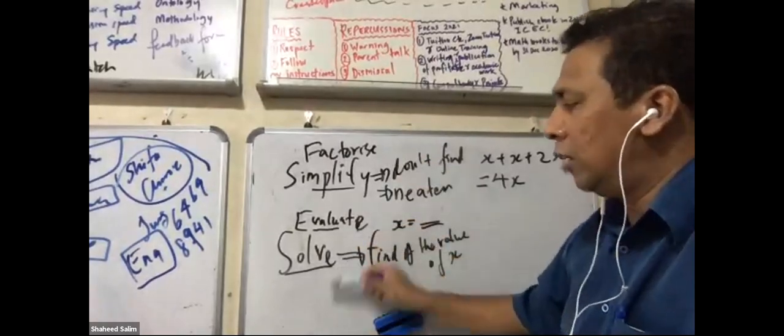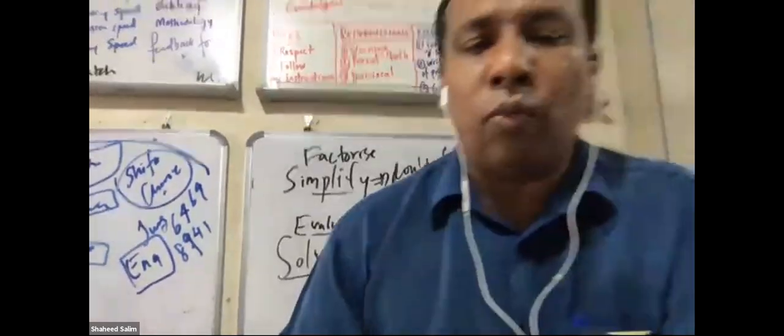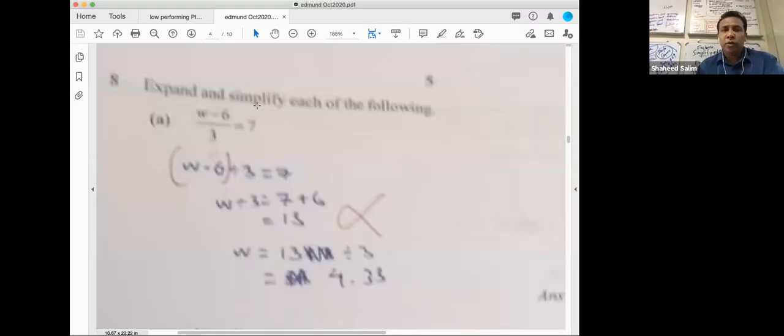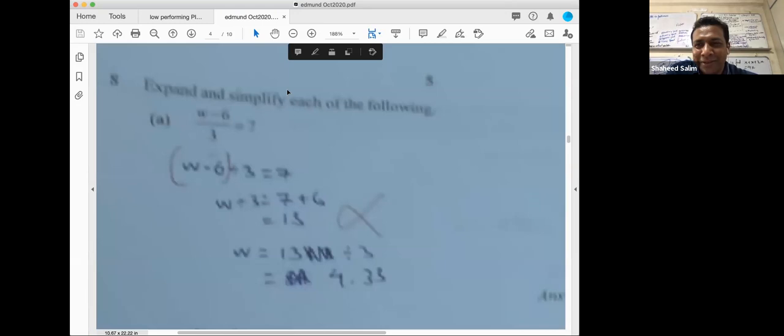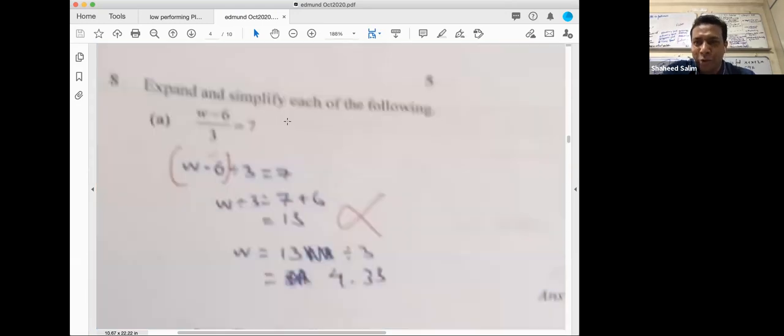This one, evaluate and solve means you must find the value. So let us look at what you have done here. They say expand and simplify, but you have found the value w equals to... Sorry for giving you that lecture. Okay, they have used the wrong word. They are supposed to say expand and evaluate or expand and solve. But they used expand and simplify, so they have used the wrong term.